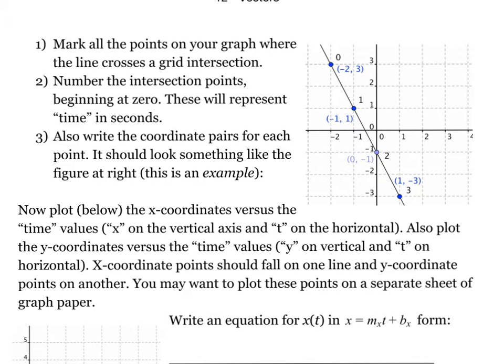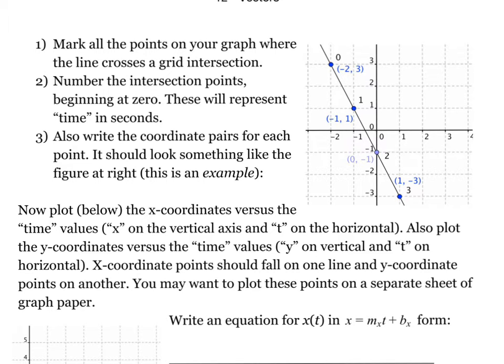I marked the points on the graph where the line crossed the grid intersection, which works because I chose my slope carefully. I numbered the intersection points beginning at 0, and I wrote the coordinate pairs for each of the points. This graph is an example of what your graph should look like, although you will have chosen a different line. In my example, I chose a different line, but I ended up with a picture that looked like this. It starts at t equals 0, t equals 1, 2, 3, and I've got the coordinates shown for each of those points. That's all we're saying.